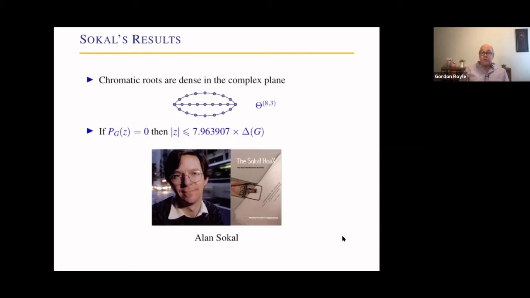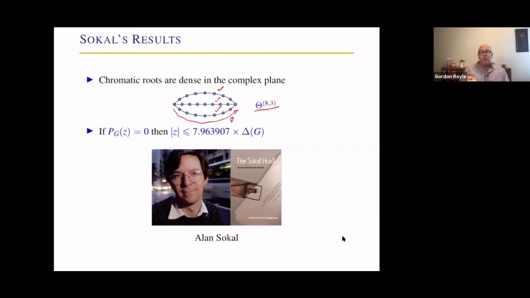So here are two results due to Alan Sokal. The first one says that there's no limit to where complex roots can go. In fact, chromatic roots are dense in the complex plane. If you take this graph here, which is the generalized theta graph 8,3, so that means there are 3 paths of length 8. Now, if you change the 8 and the 3 to other numbers, you can basically maneuver the chromatic roots anywhere you want on the complex plane. Well, not quite anywhere, but arbitrarily close to anywhere that you want in the complex plane.